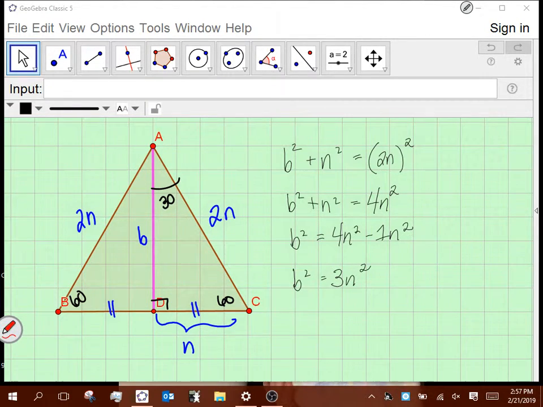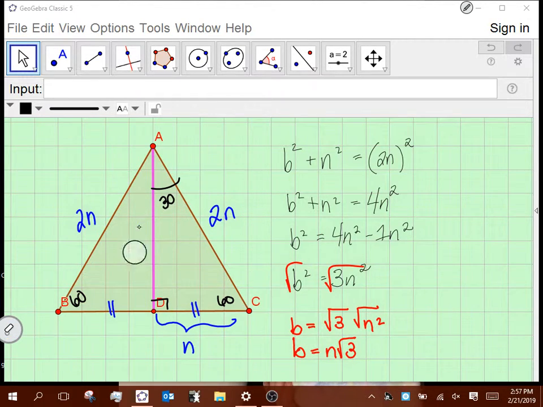Now can I square root both sides? Okay, so I square root that. Square root that. So give me B equals root 3 times root n squared, right? And what's the root of n squared? N. So B, which is this vertical distance here, now just became n radical 3. So are all three sides of that 30, 60, 90 triangle then based off of whatever n is? Does that make sense to everybody?